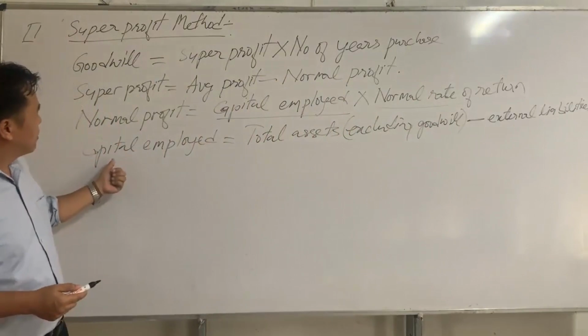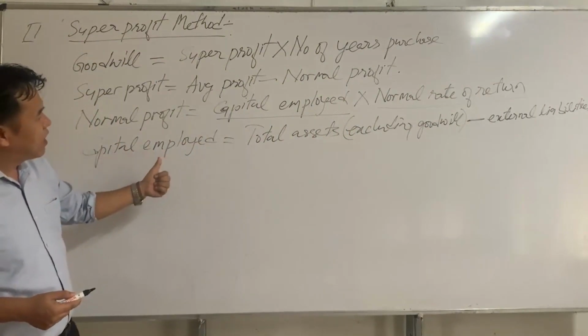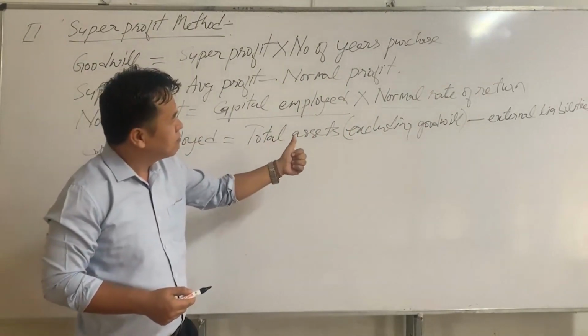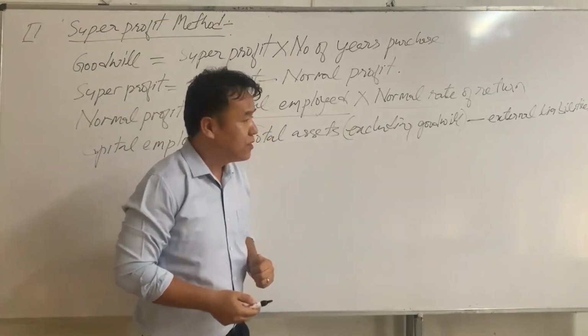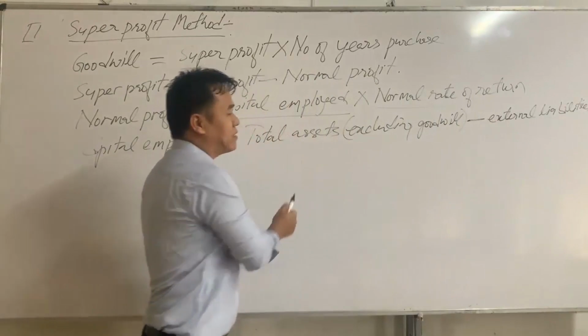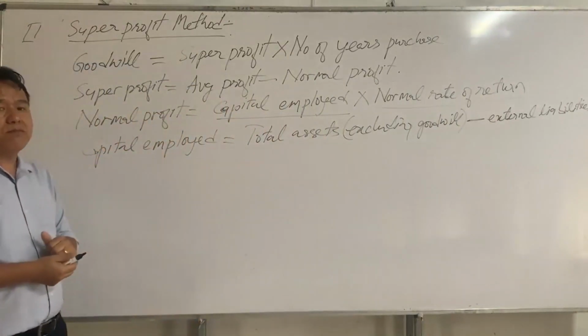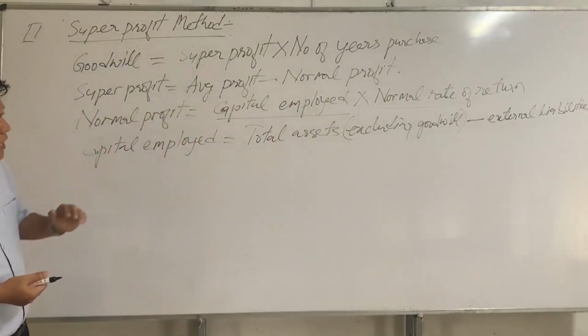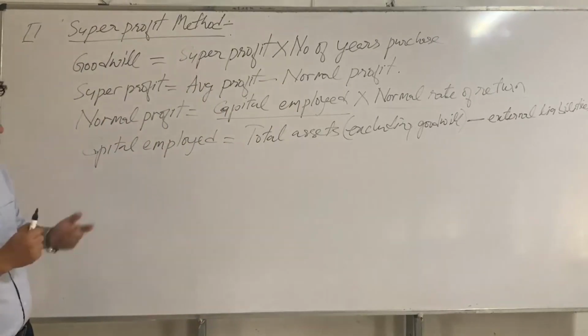To calculate capital employed, I have used this formula: total assets minus external liabilities. Now, why have I deducted outside liabilities from total assets in order to find capital employed? I am going to explain with the help of an example.